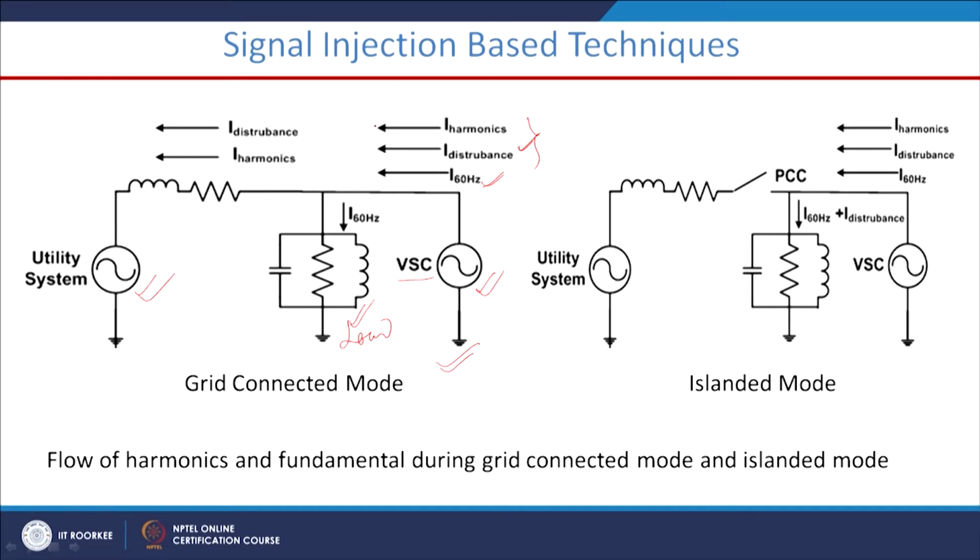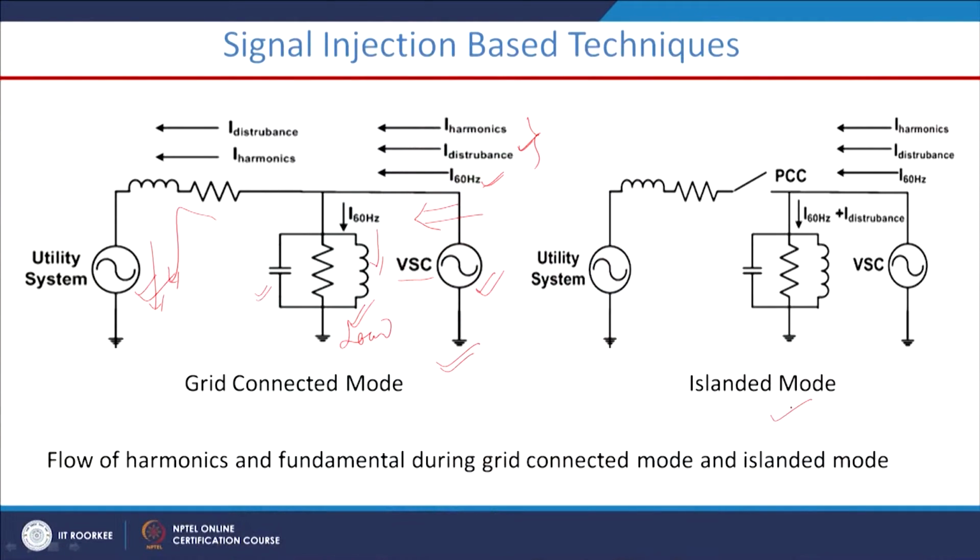Next, if you see, the impedance of the load path is high and the impedance of the source path is low, and seen from the right side we can treat the source as a short circuit path. As a result, the 60 hertz component flows through the load, and the I disturbance, the harmonics, flow through the grid side terminal.